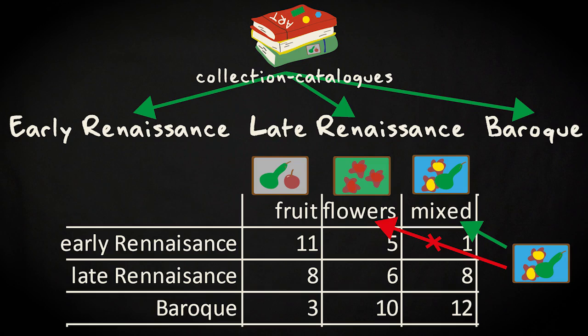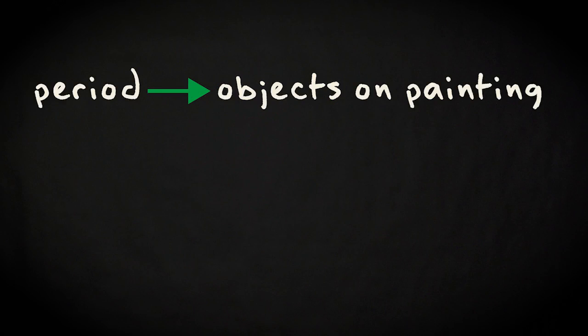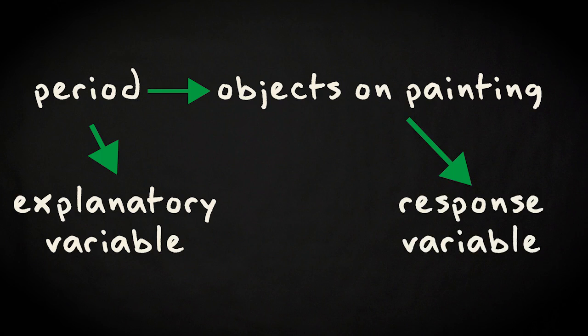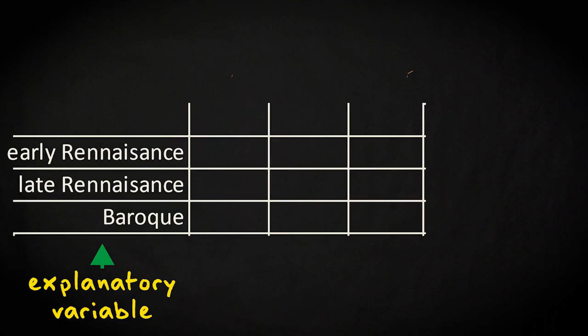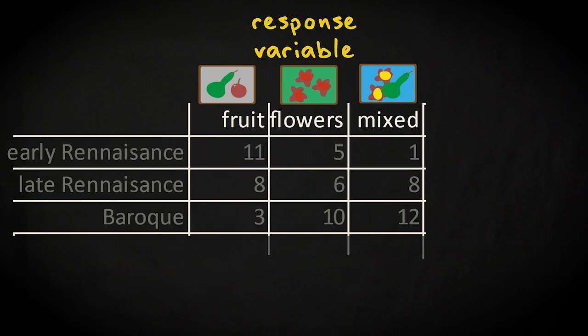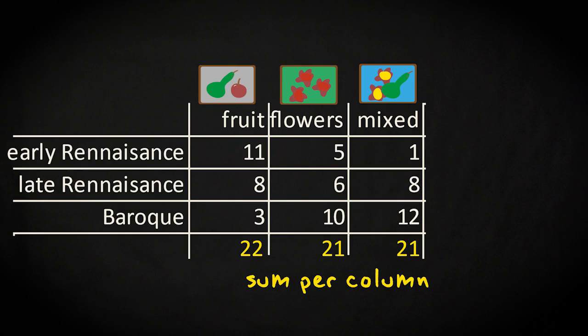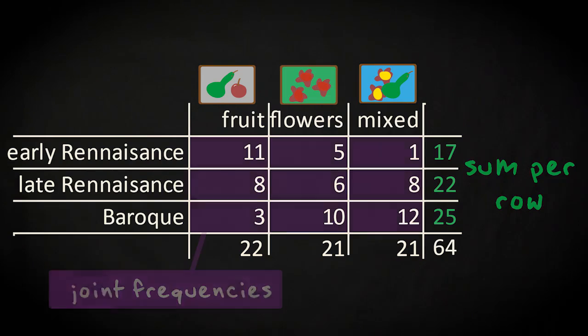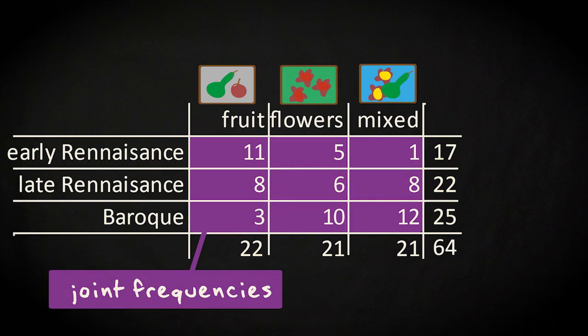In your study, you think that the period has an influence on the objects that are being painted. Then the period is considered as the explanatory variable and the object as the response variable. It is then customary to put the explanatory variable in the rows and the response in the columns. You can sum over each column to get the total number of paintings for each type of object, and over each row to get the total number of paintings per period. The numbers in the center of the table are called joint frequencies, and those in the margins are the marginal frequencies.